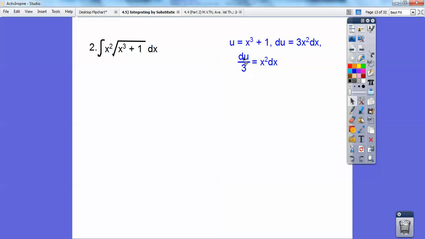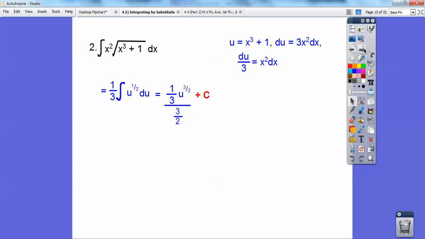then divide by 3, and I get du over 3 equals x squared dx. Here's my x squared dx, so that's my du over 3. So I'm going to pull the 1/3 out, and I get that my u, there's my u right there, x cubed plus 1. Square root of that is u to the 1/2. Okay, and I'm going to add an exponent and divide by the exponent.